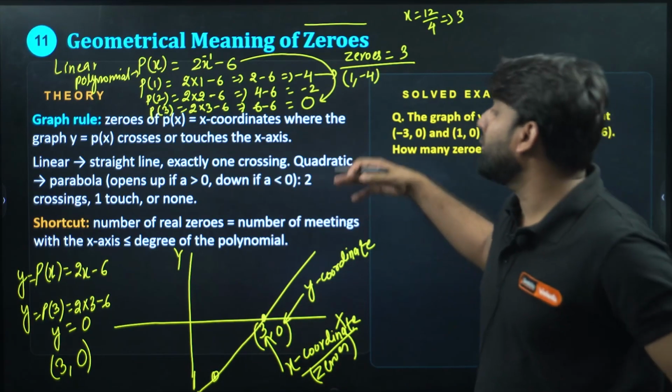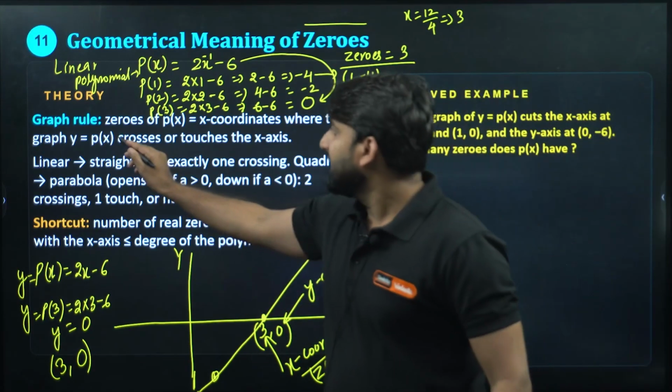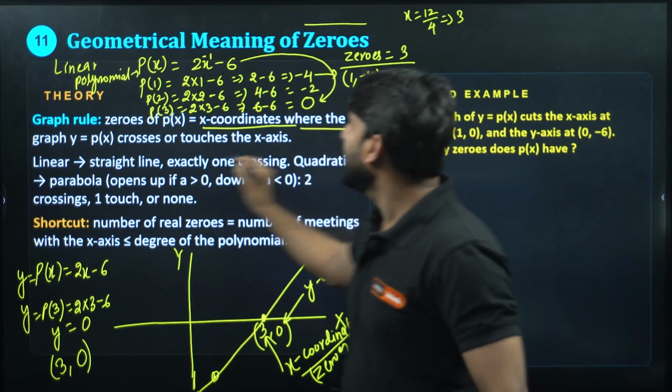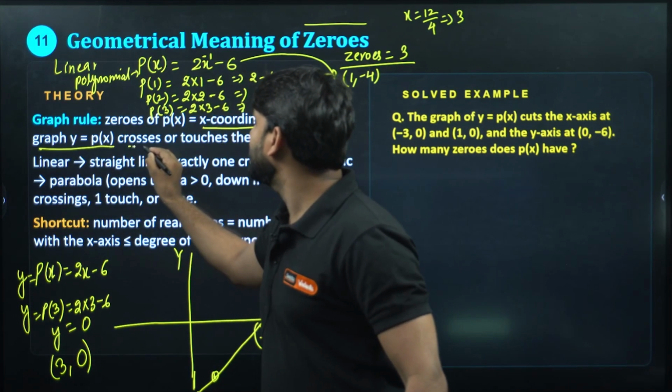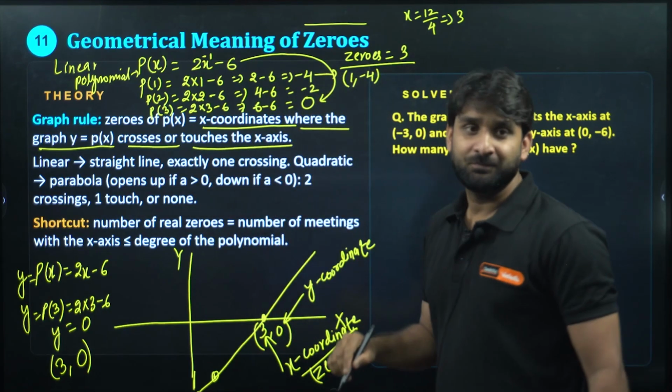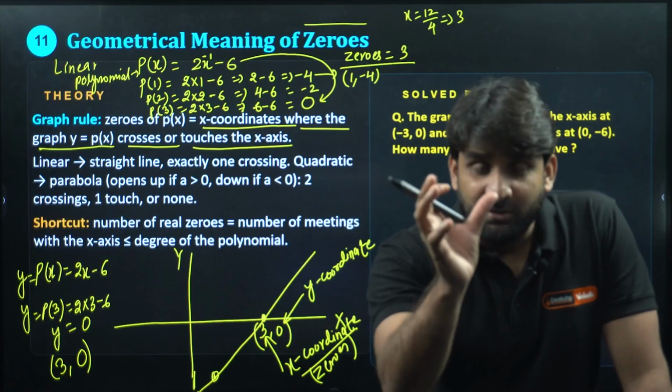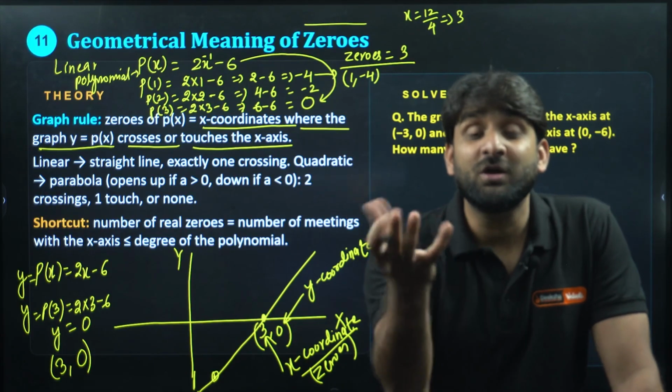But if we talk about a quadratic polynomial, listen, understand: the zeros of p(x) are the x coordinates where the graph y is equal to p(x) crosses or touches the x-axis. So what are zeros in terms of geometrical meaning?